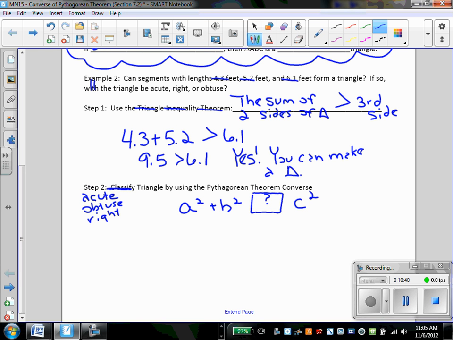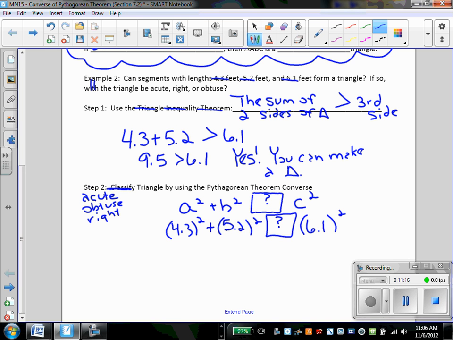If it's less than, it's going to be obtuse. If it's greater than, it's going to be acute. So let's figure this out. Looking at this, the biggest value, which is 6.1, we're going to put in for c because that's going to be the hypotenuse. But let's go 4.3 squared plus 5.2 squared, and we're again going to decide whether it's equal to, less than, or greater than 6.1 squared.